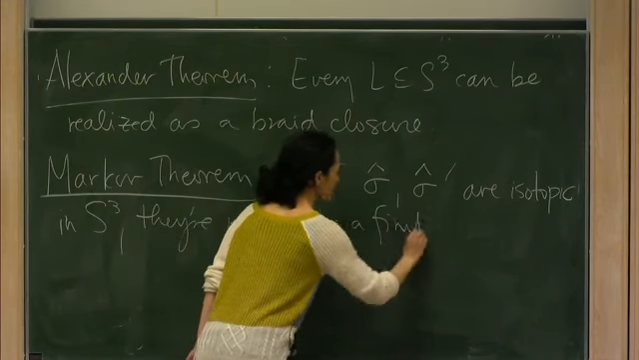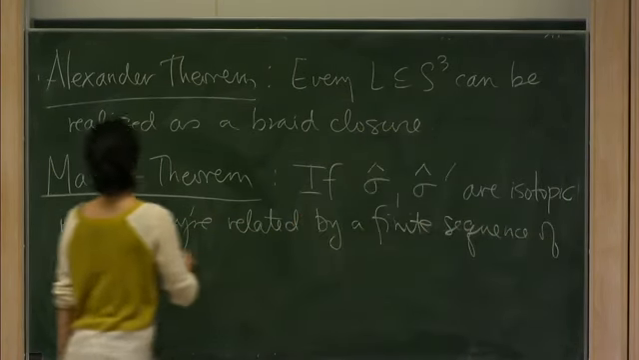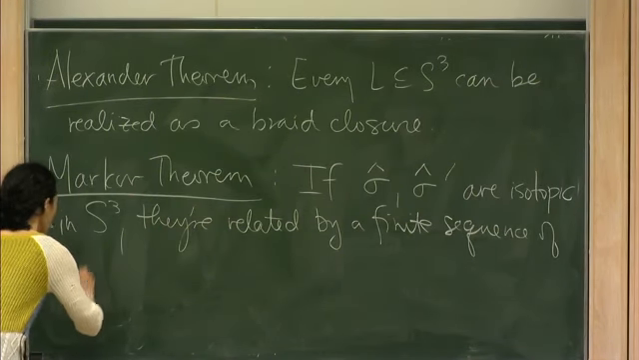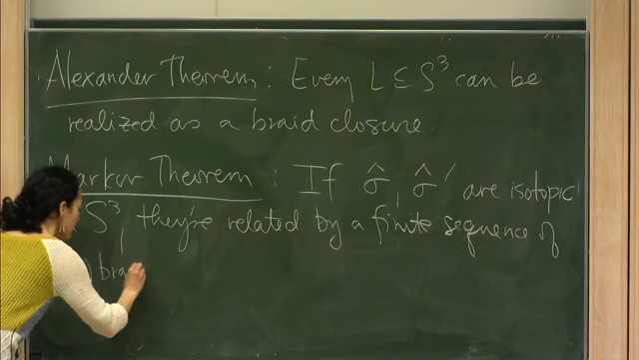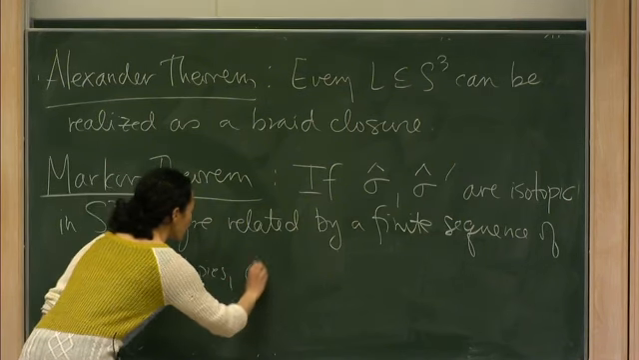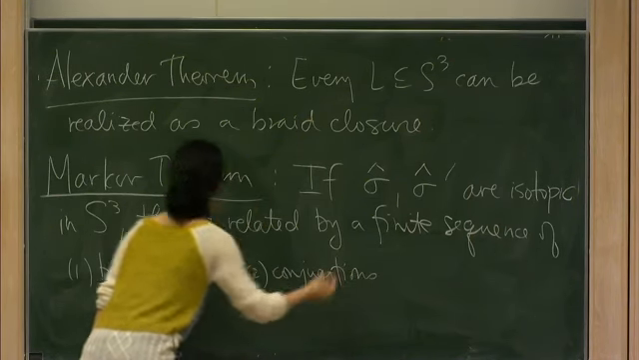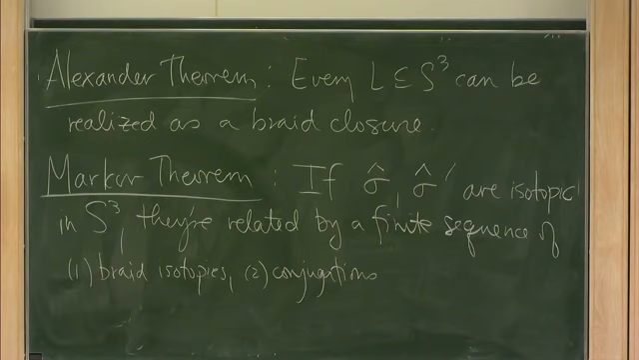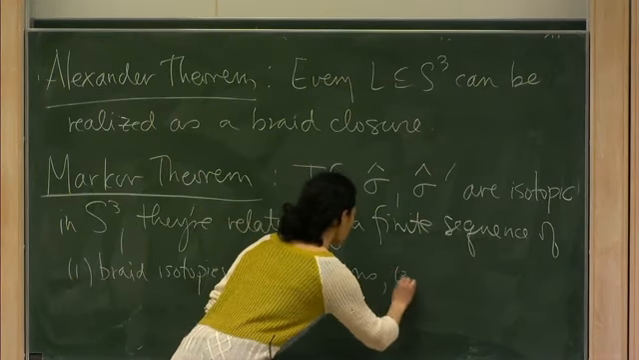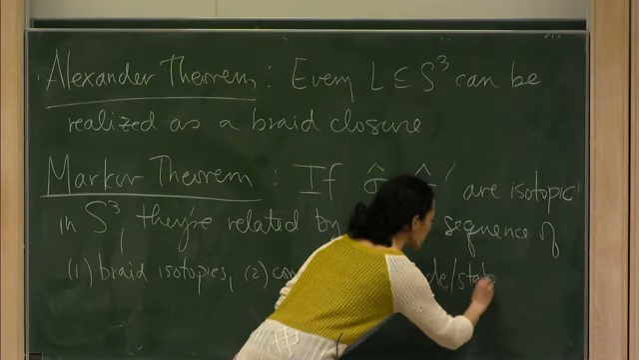So they're related by a finite sequence of braid isotopies, conjugations. So remember, this is a group. So these conjugations are actually conjugations in the group. And Markov stabilizations and destabilizations.